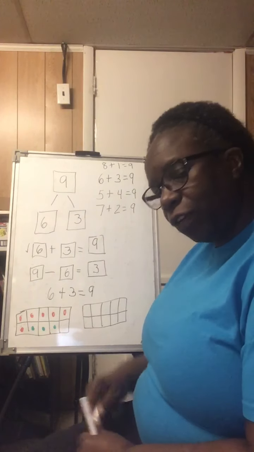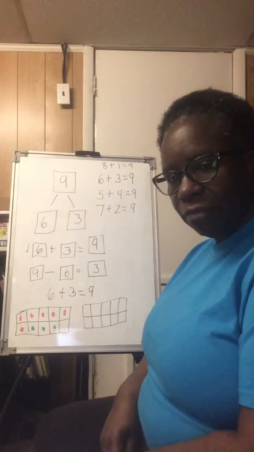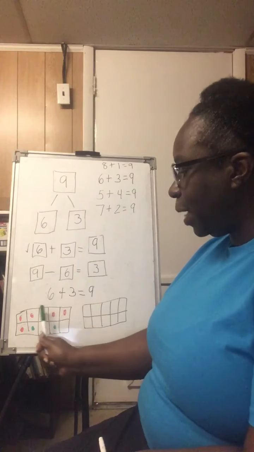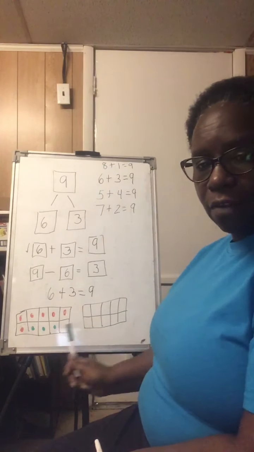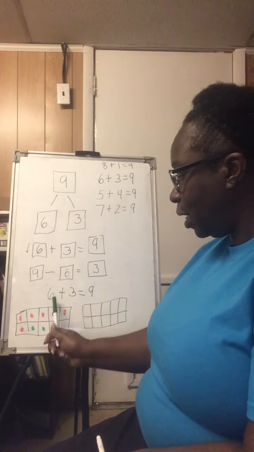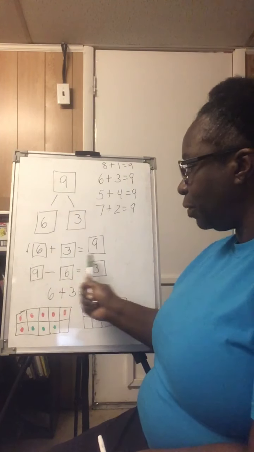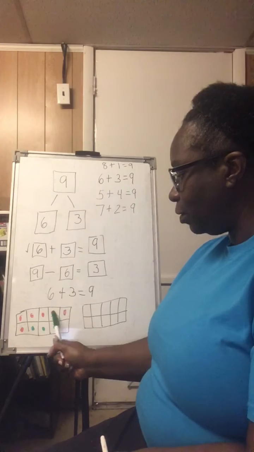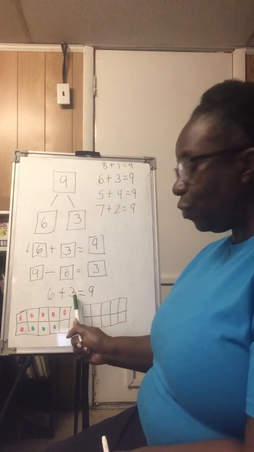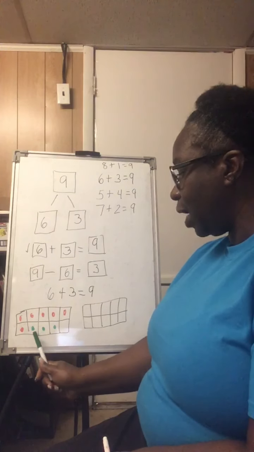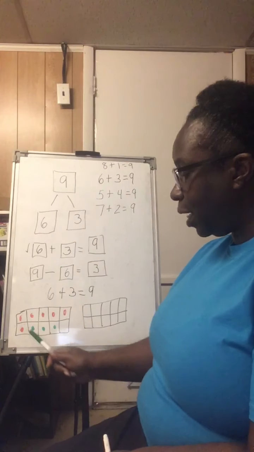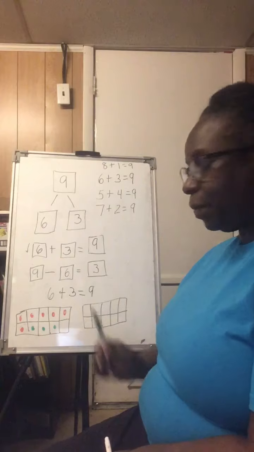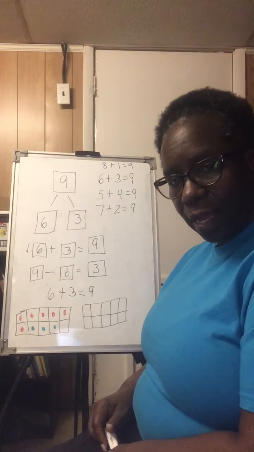Now, first you're going to say, it didn't fill up my 10 frame. No, it didn't say it had to fill up my 10 frame. It just said using the 10 frame, show 6 plus 3 equals 9, because that was my adding. So I did 6 red dots, 1, 2, 3, 4, 5, 6, and 3 green dots, 1, 2, 3. And together we have 1, 2, 3, 4, 5, 6, 7, 8, 9. 6 plus 3 gave me 9.